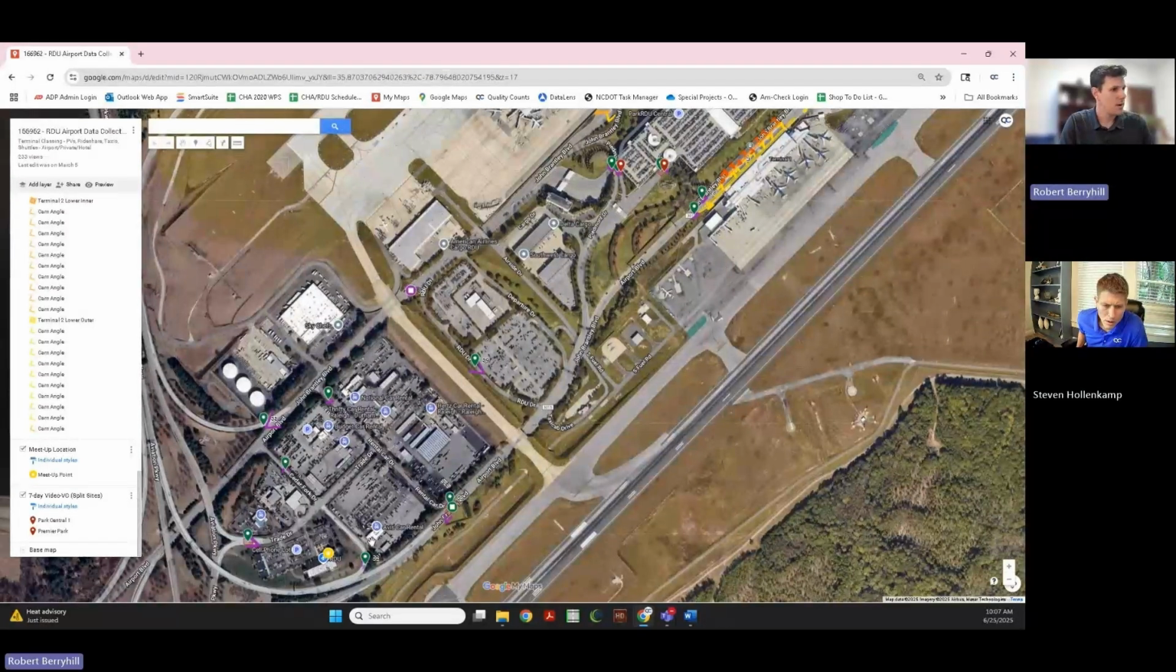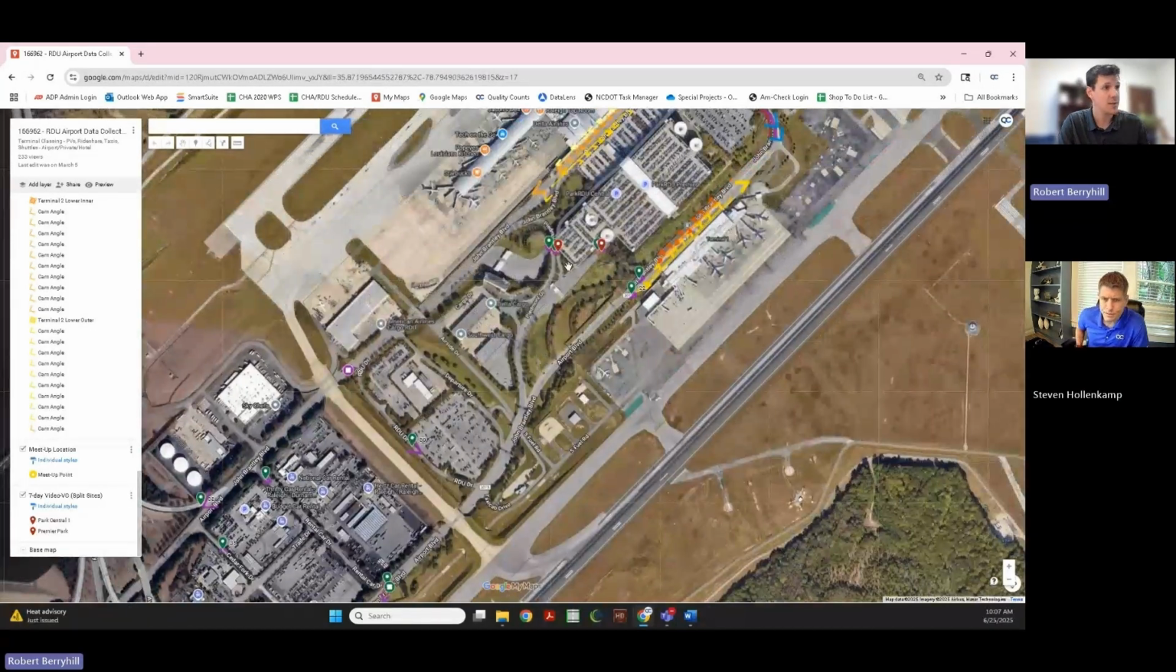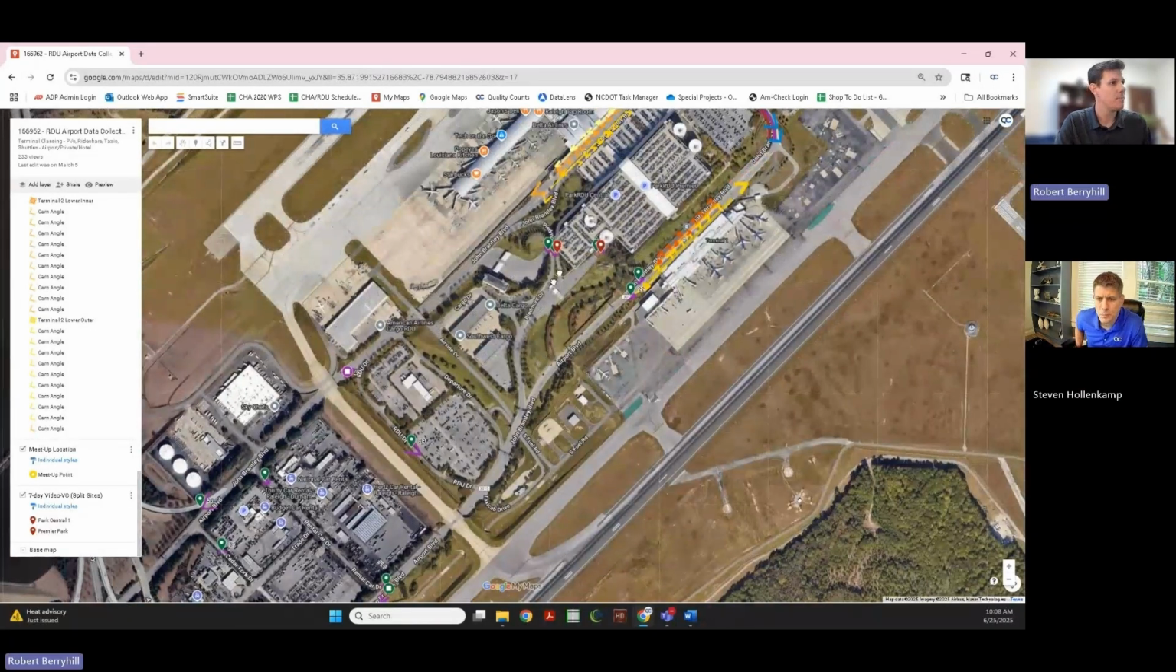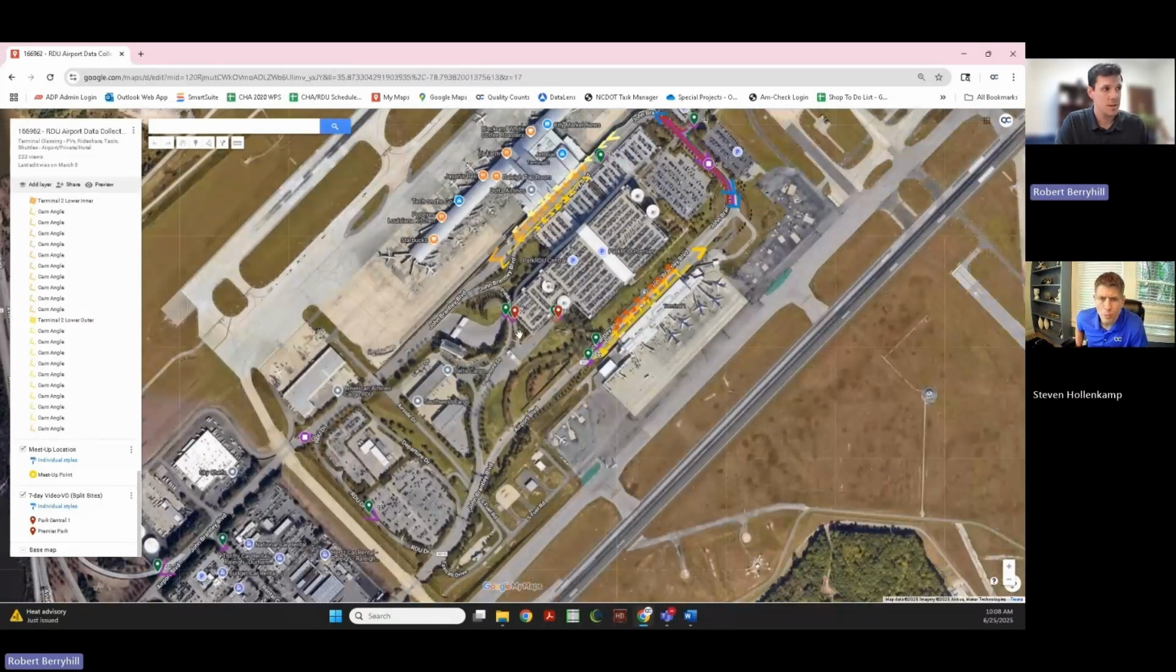And it's to support a picture of how the traffic is performing. I can't speak on different configurations, but they're using the data to determine what configurations would be best to support the efficient traffic flow around the airport.